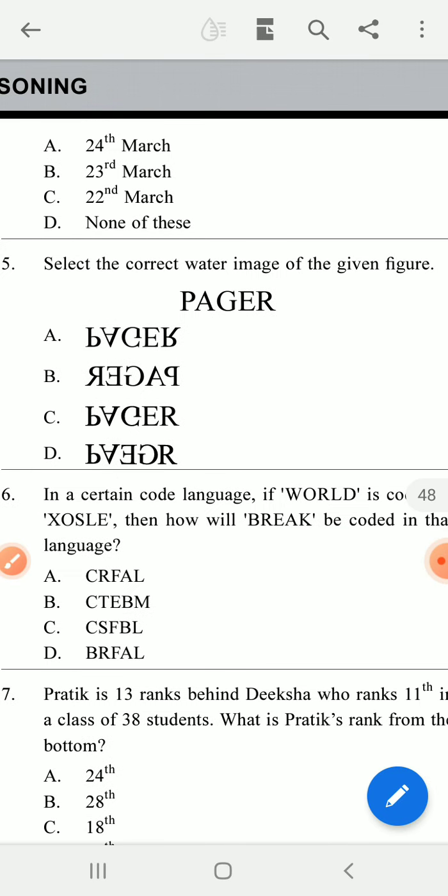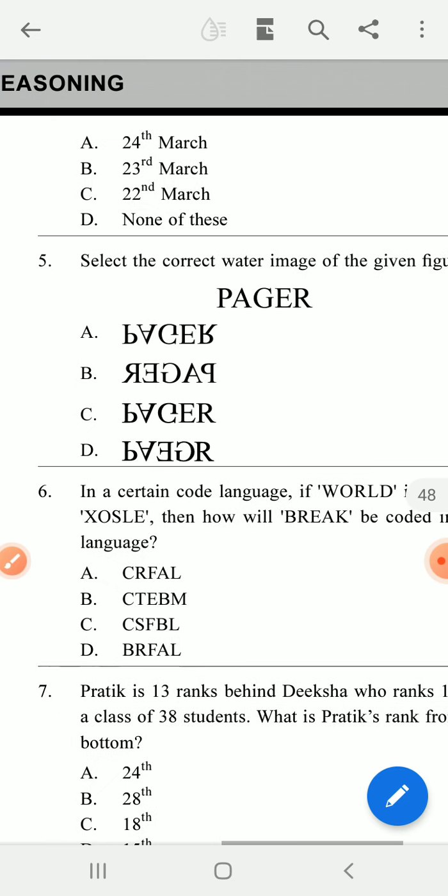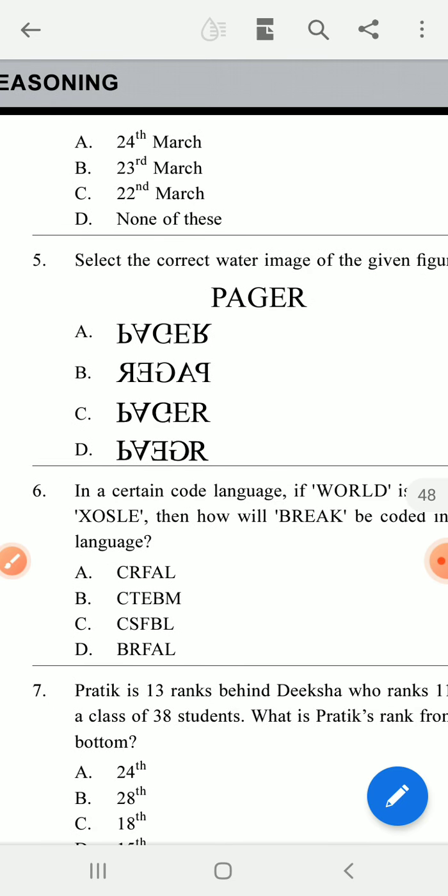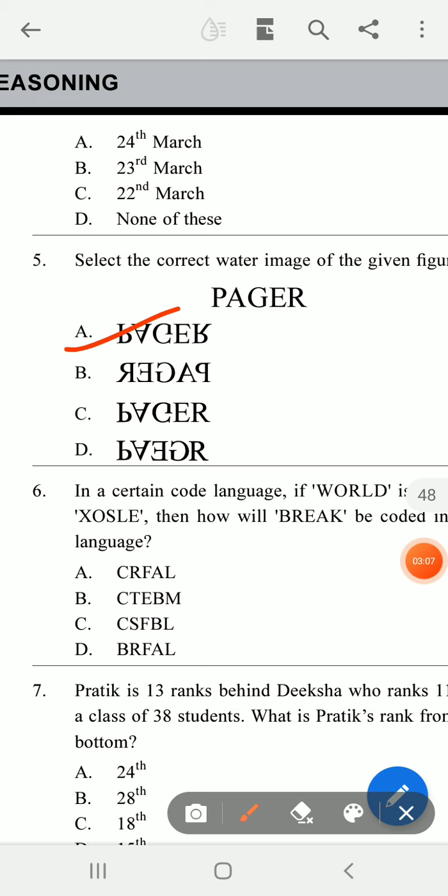Number 5. Select the correct water image of the following. So which one is the water image of the paper? 5A is the answer. So turn it upside down in a vertical way.